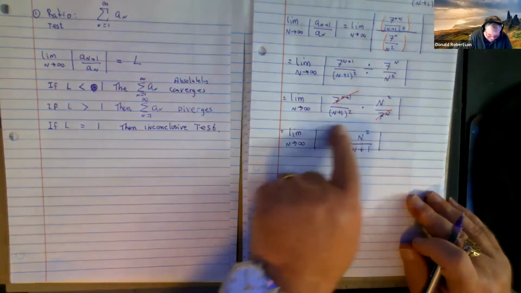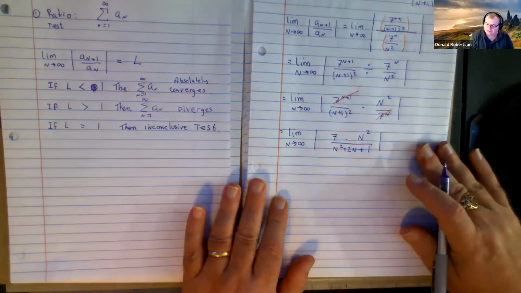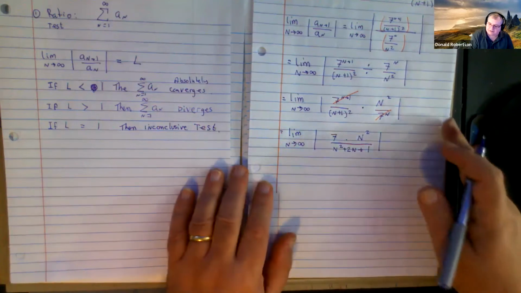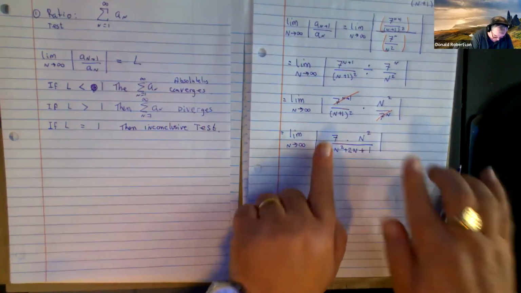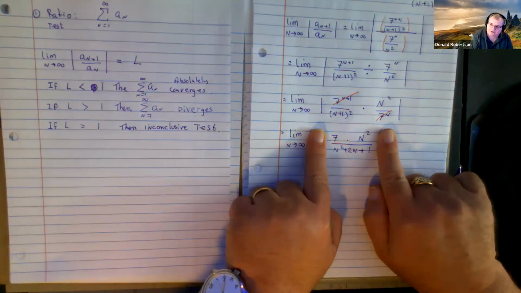Since I know everything here is positive, I don't really need the absolute values, right? If you forget about them, they're not there anymore. How do you think I could find this limit? What methods could we use to find the limit of 7n squared over n squared plus 2n plus 1?